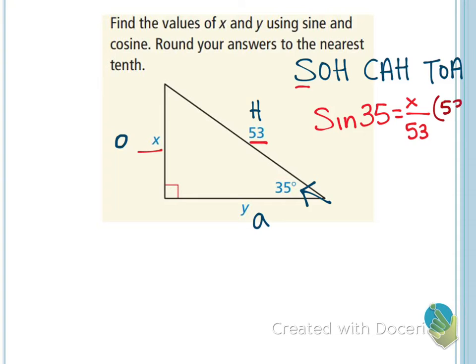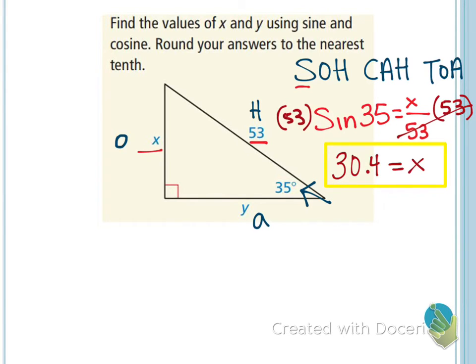We can multiply both sides by 53. So again, just be careful when you type in. It's 53 times sine of 35. What did we get? 30.4. Did anybody not get 30.4? Beautiful. All right, we're going to do this again.